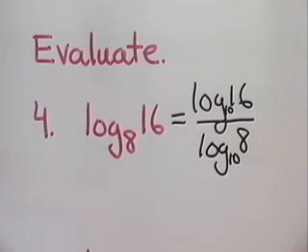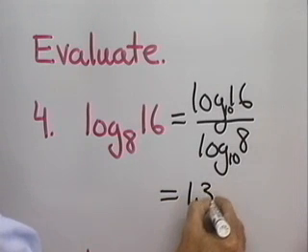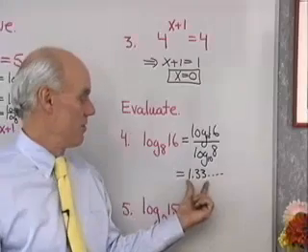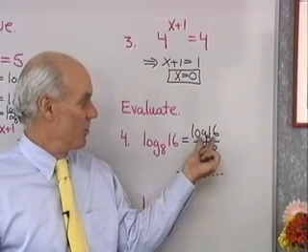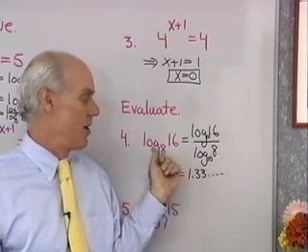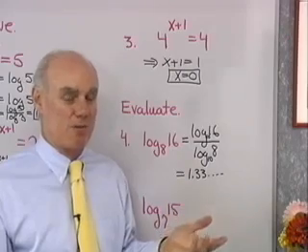Now I put this in on the calculator, do the work, it ends up to be 1.33, and it just continues like that. So what's that, 4/3? 1 1/3. Log base 10 of 16 divided by log base 10 of 8. So even though I don't have a log base 8 button on my calculator, I can still use my calculator to find logarithms any base.